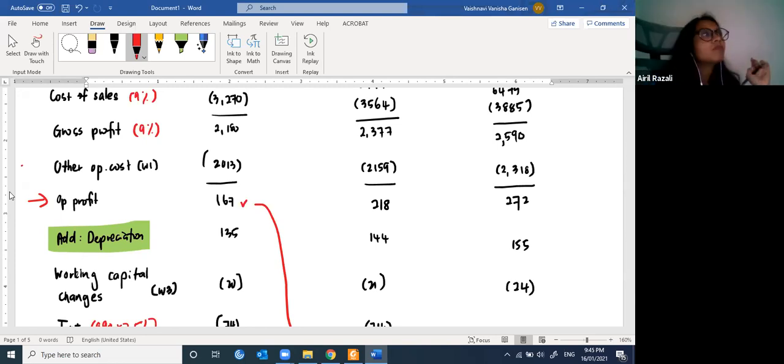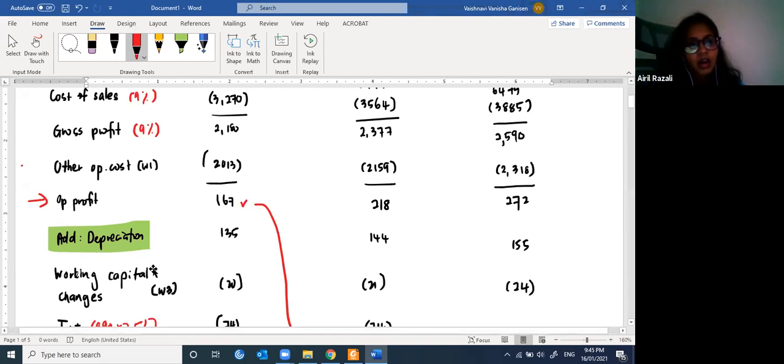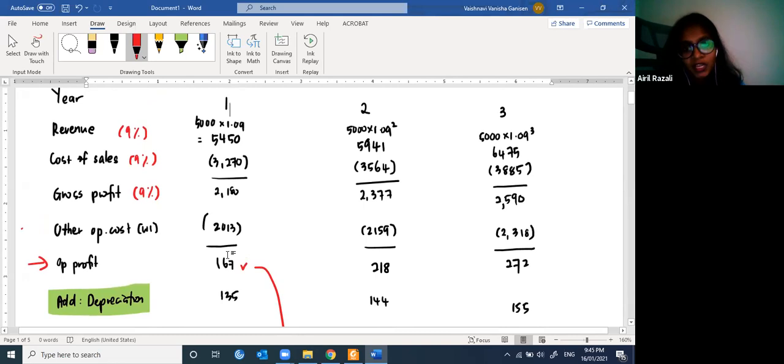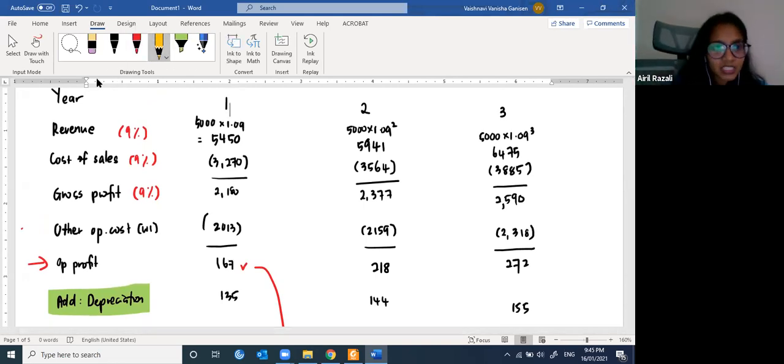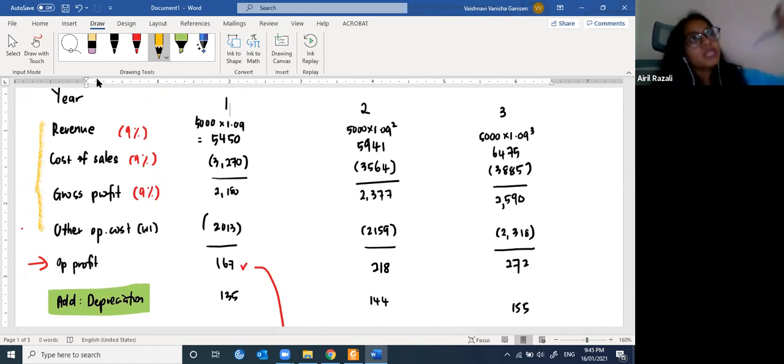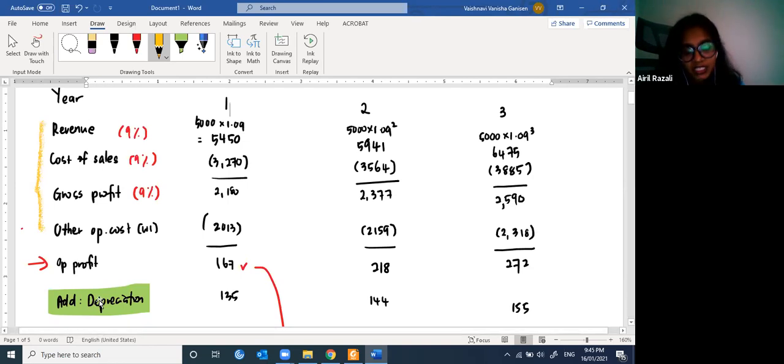Okay, now to summarize, how is this question different from other questions? This question, you started from revenue. Some questions, memang you kena start from revenue. Some questions, the revenue, you don't have to touch it because operating profit is already given. So that's number 1. Number 2, for this question, you add depreciation.